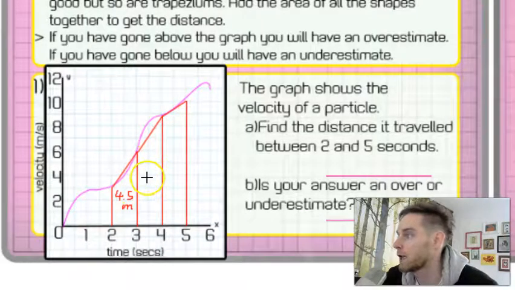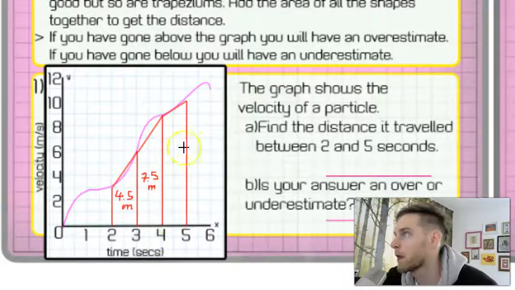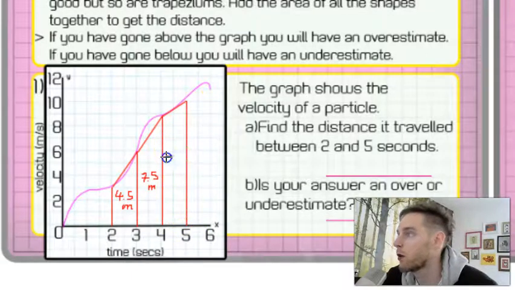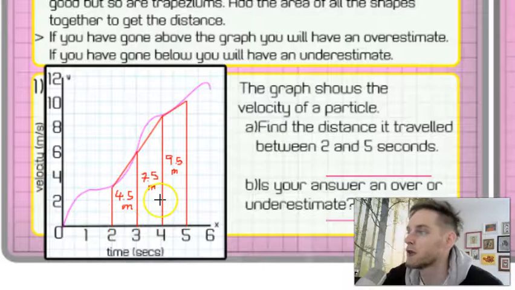We get 15, and then 15 divided by 2 is 7.5 meters. And then we'll get the third one. We'll do exactly the same thing. So we've got 9 plus 10 is 19. And 19 divided by 2 is 9.5 meters. And we've got the areas of all 3 trapeziums.